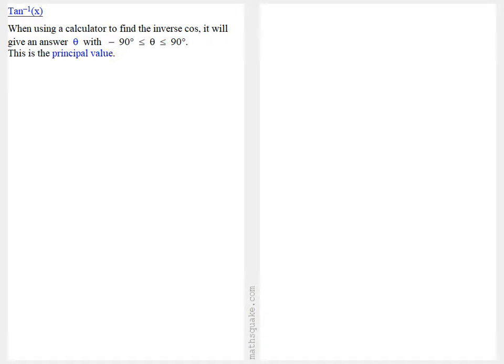If we want to find the inverse tangent of a number, then we can use our calculator, and this will give us an answer of theta lying between minus 90 degrees and plus 90 degrees. This is the principal value. We can get all the other values by adding or subtracting any multiple of 180 degrees.